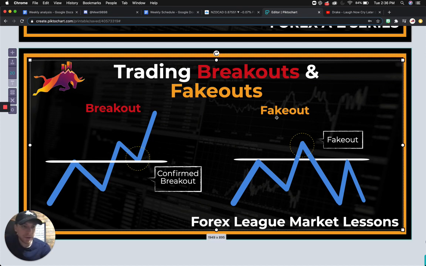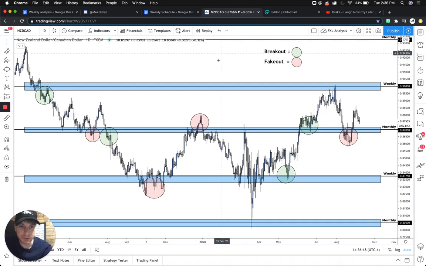So what we're going to do now is go over to an actual chart and identify some confirmed breakouts, good examples, and some fakeouts rather. Excuse me. So let's hop over to the chart. Here we are. This is NCAD. We're going to look at breakouts, which I've labeled in green, and fakeouts, which I've labeled in red. We're just going to dissect each example and talk about what's going on.